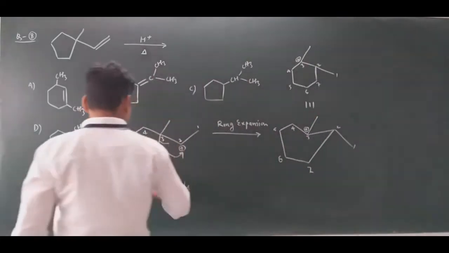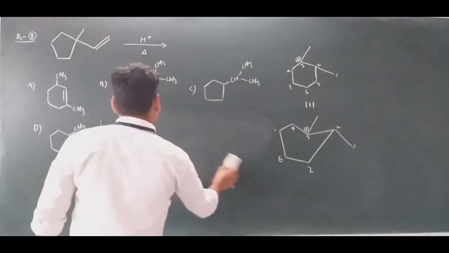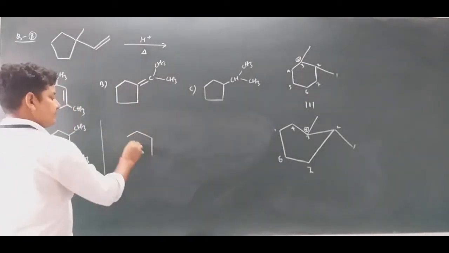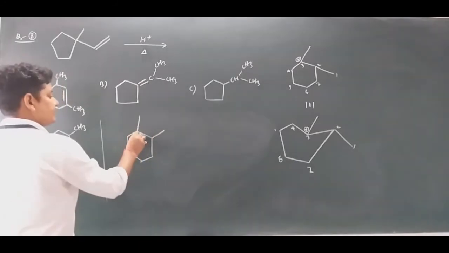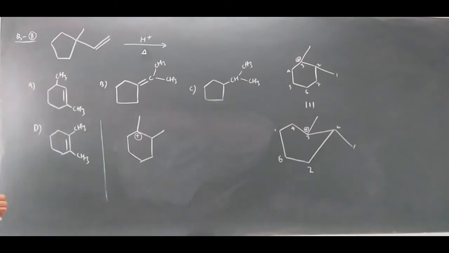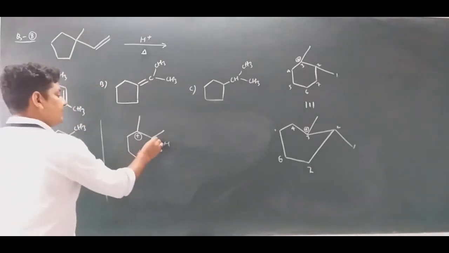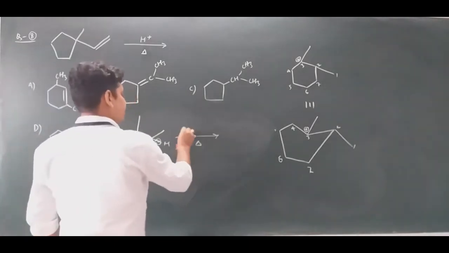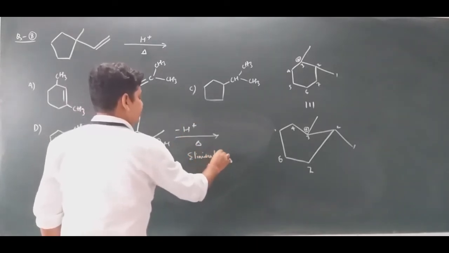So can I erase this? Yes, I can erase this. After ring expansion, now we have this, and here there is plus. So after ring expansion, what will happen? See here, there is one H here. This H will go in the form of H plus when heated, minus H plus, which means a kind of elimination reaction is taking place here.